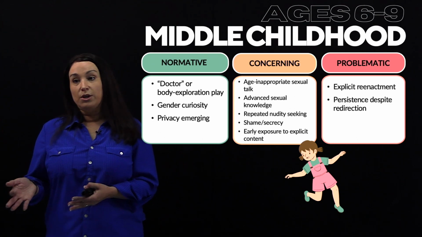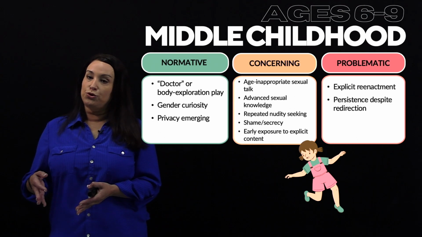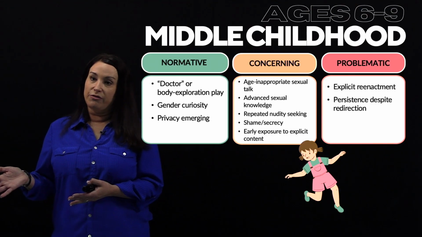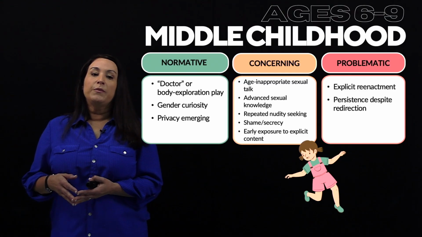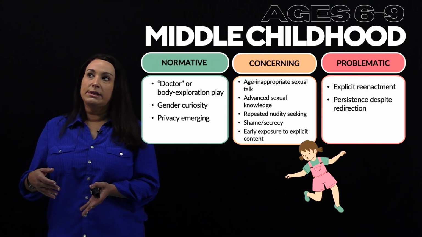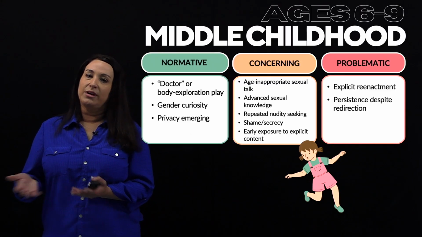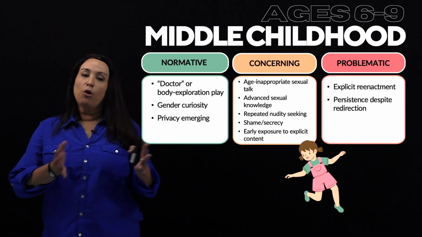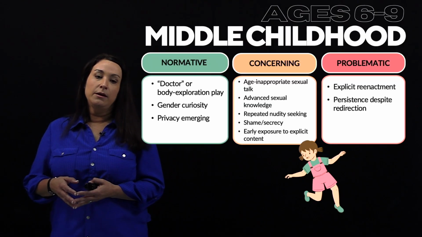Any shame or secrecy surrounding the sexual behavior, and any early exposure to explicit content, such as pornography, would be concerning at this age and would require an adult to step in and provide some psychoeducation and talk to them about critical thinking, which seems a little bit off for this developmental period, but certainly would need to happen if that were the case.